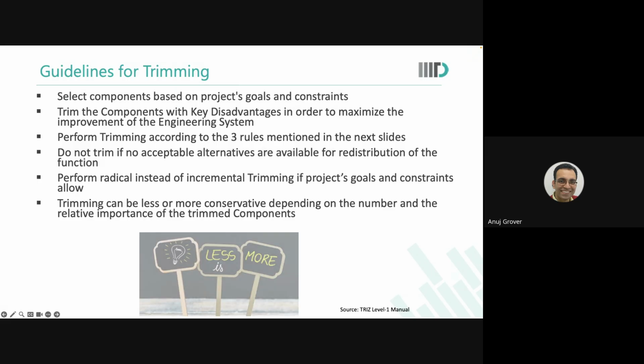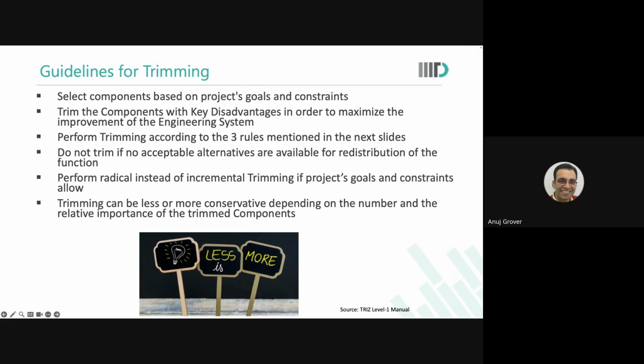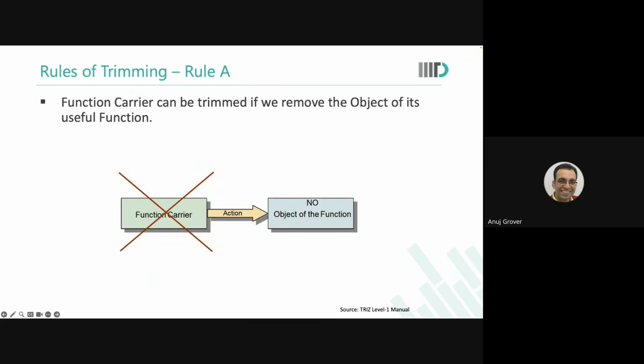Okay. So, the main idea is that less is more. Rules of trimming. First rule. Again, now these are key rules. जैसा हमने functions के लिए कहा कि additional, basic, auxiliary functions. These are keywords, key terms that you have to take care of. So again, these are the rules and have to be applied in this sequence only, A, B, C. Rule A: a function can be trimmed if we remove the object of its useful function.